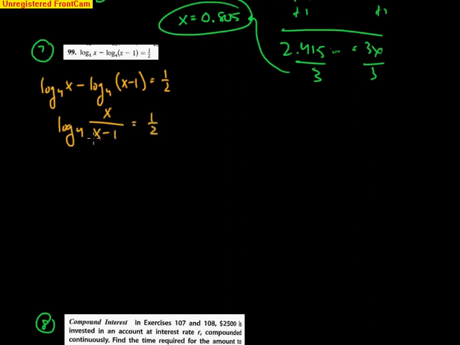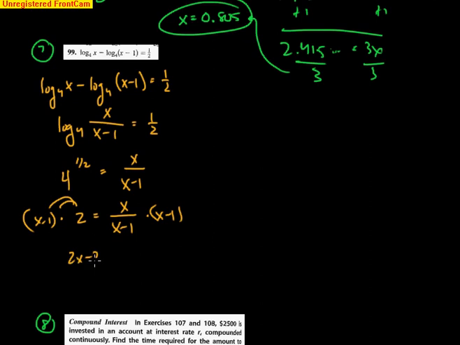And now I must rewrite this using exponentials. The base is 4. The exponent is by itself. So that's the 1/2. That comes with the 4. And then the third thing goes over here. X over x minus 1. 4 to the 1/2 is just 2. And now to solve this, multiply both sides by x minus 1. Notice I put it in parentheses because it is a binomial. We need to distribute. 2x minus 2 equals x.